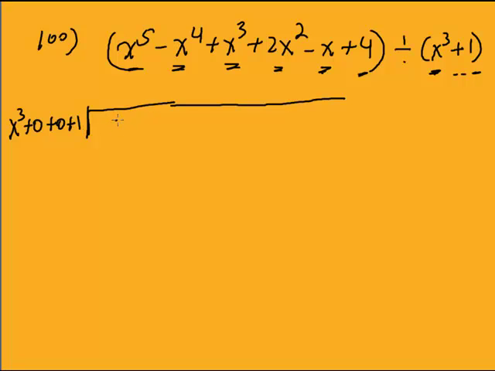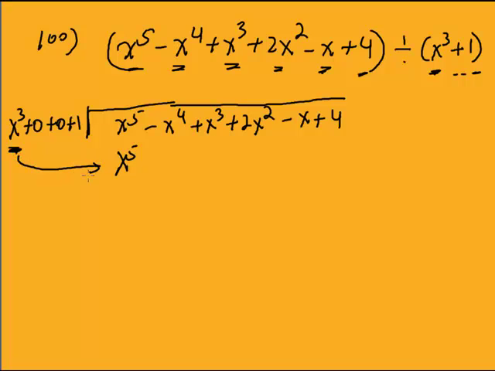On the inside, I have x to the fifth minus x to the fourth plus x to the third plus 2x to the second minus x plus 4. Now I'm going to long divide. Here's the long division. The first term is always going to be the same, x to the fifth. They always match up. Then you look at this term and ask, what do I have to multiply this by to make it look like that? So I have to multiply by x to the second.